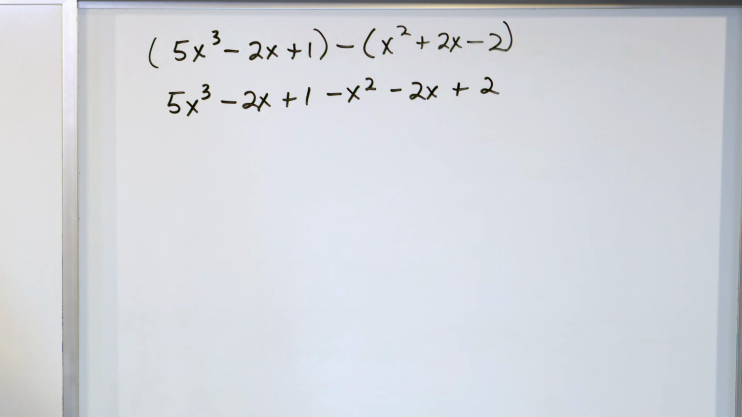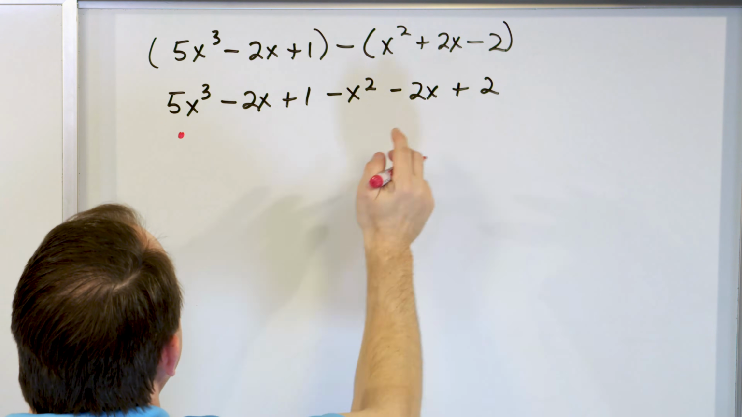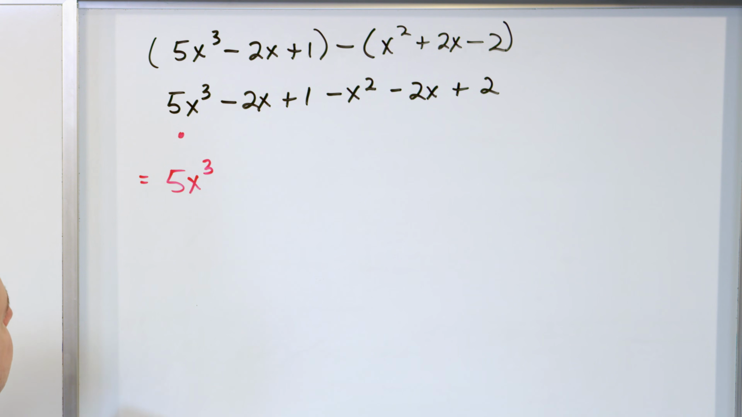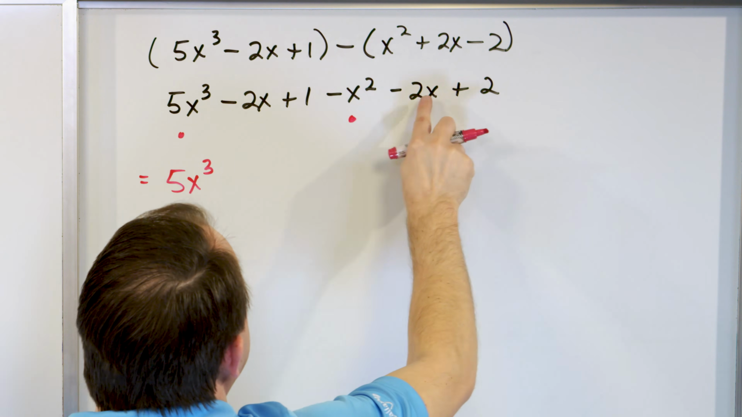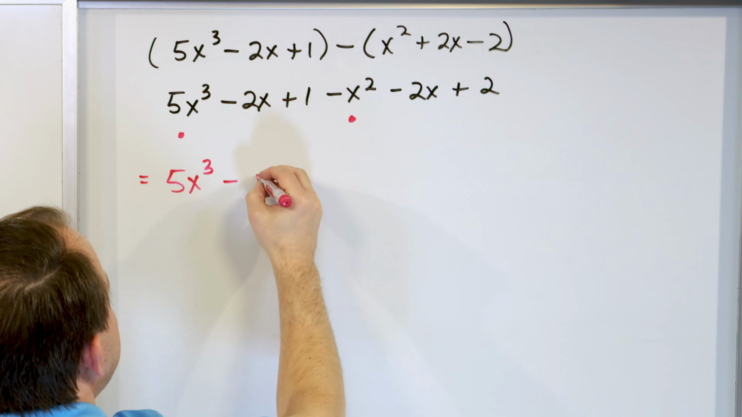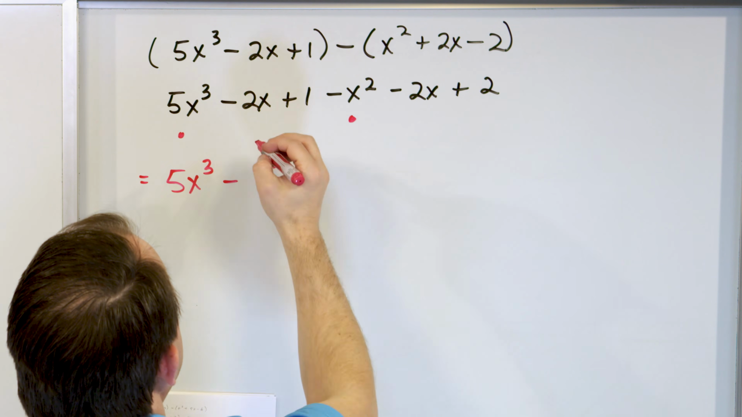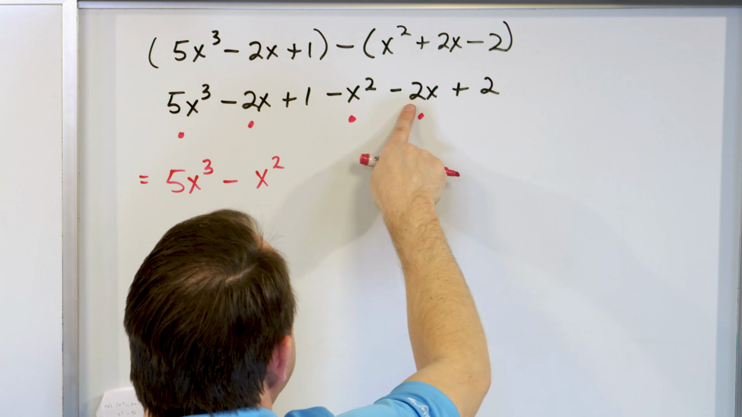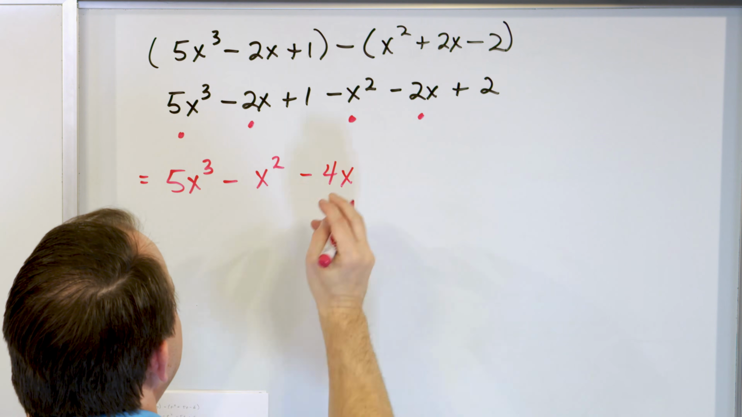And then I start looking for things to add together. Again, 5x cubed, there are no other x cubed terms, so 5x cubed comes along for the ride. Then I look for x squareds. Here's an x squared, but there's no other x squared terms anywhere, so I carry it along as negative x squared, right? Then I look at x terms. Here's a term, negative 2, negative 2. I add them together, negative 2 plus negative 2 is negative 4 times x.